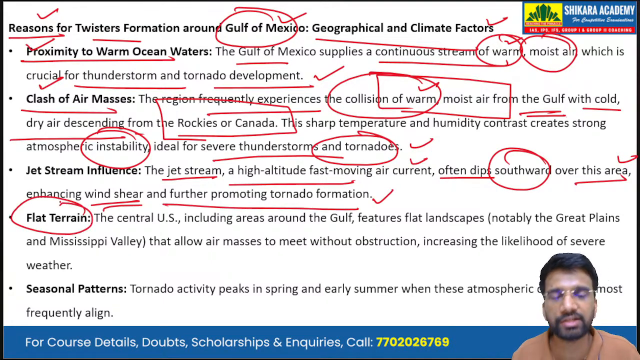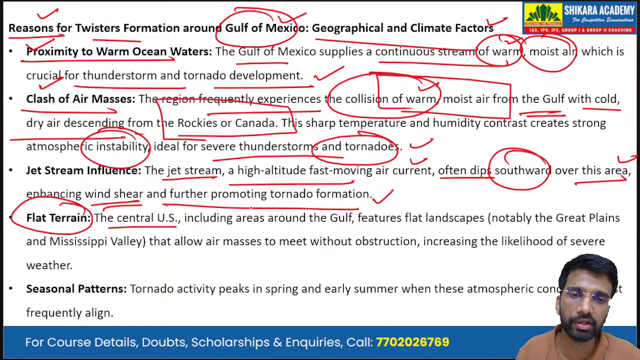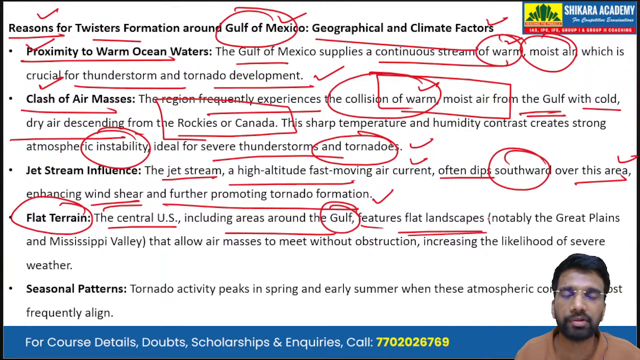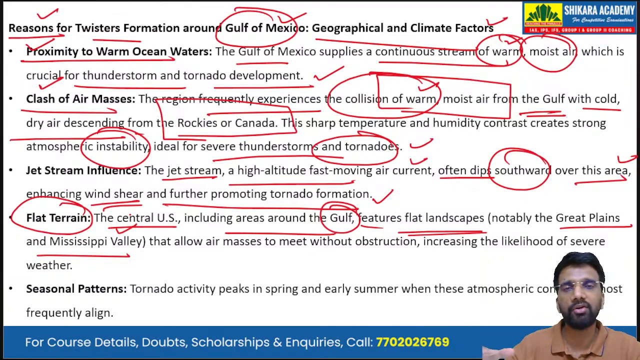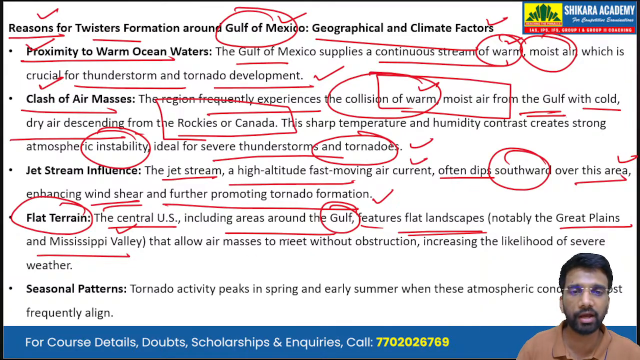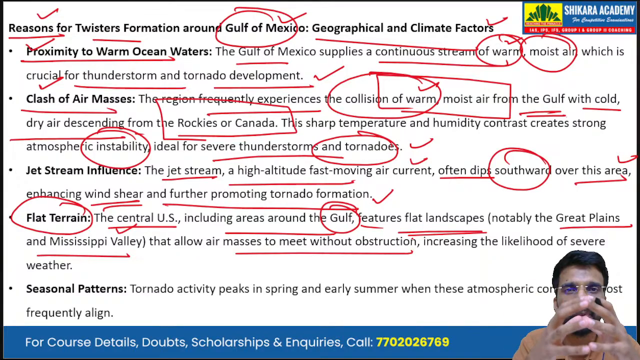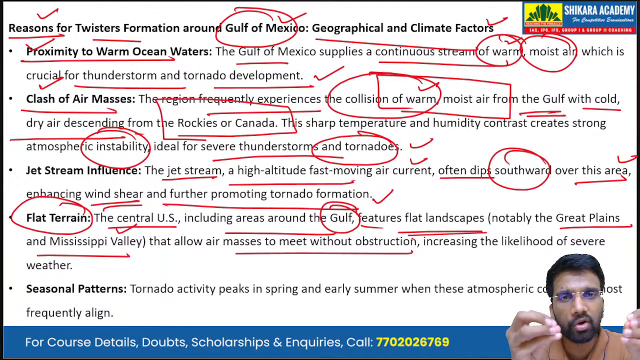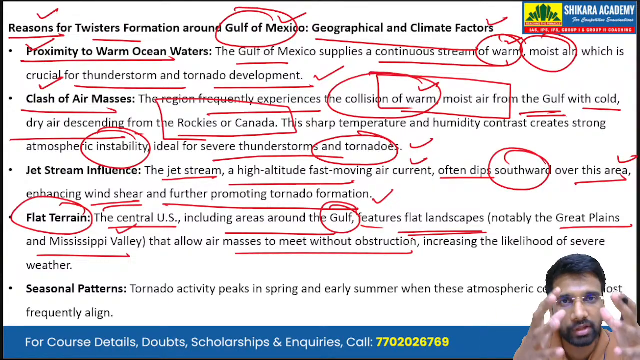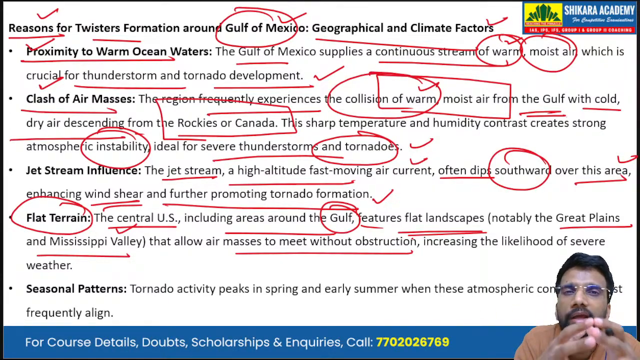Fourth is the flat terrain. The central US, including the areas around the Gulf of Mexico, features flat landscapes, for example, the Great Plains and the Mississippi Valley. The flat surface allows the air masses to meet without obstruction. If there are higher plateaus or high mountains, they cause an obstruction in the air masses or prevent the air masses from colliding effectively.